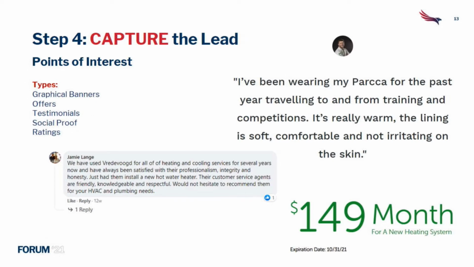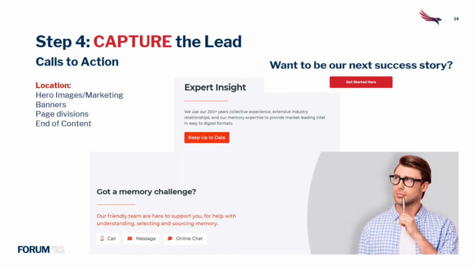So points of interest, when we say that, this means graphical banners, offers, testimonials, social proof, any kind of review or rating system. These are all really compelling ways to grab the user's attention when they first land on this page. And then calls to action, everyone kind of knows what these are. But the location of the call to action is really critical. So definitely make sure it's in maybe a hero banner within a page division, including one at the end of the page to make sure that people who actually do scroll to the bottom of the page have that strong call to action and they don't have to scroll all the way back up to the top of the page.